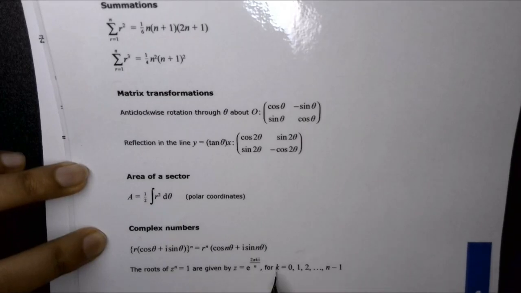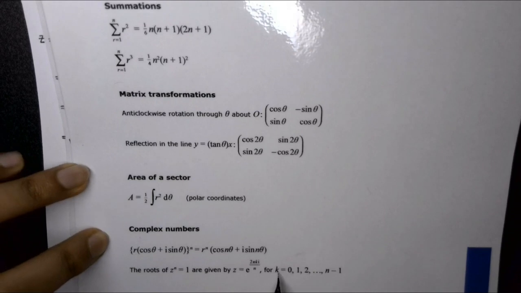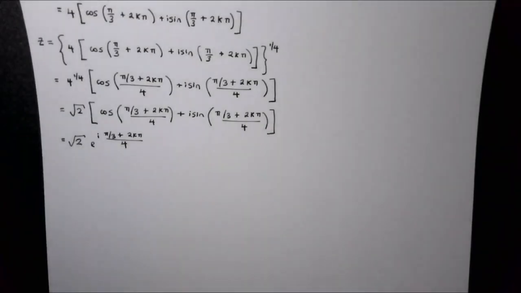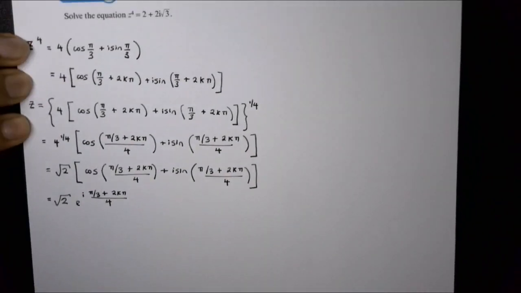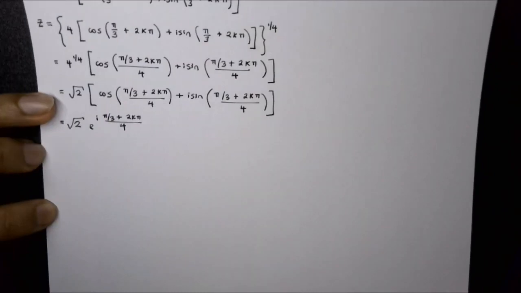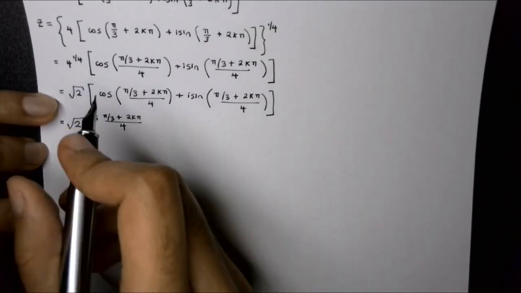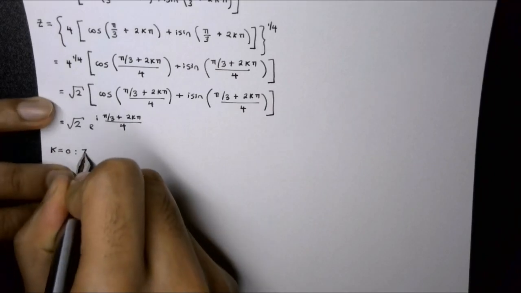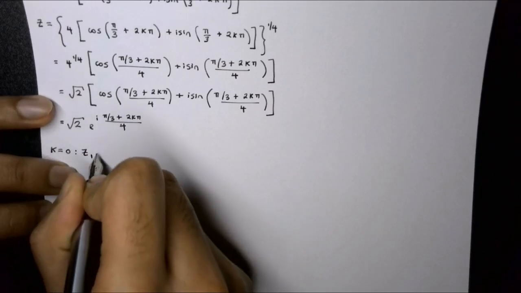What essentially we'll be doing is choosing values of k from k equals 0 to k equals n minus 1. And of course n is the power that z is being raised to. So we will start over here at k equals 0 and end with k equals 3, which is 1 less than the 4 over here. So the way we can approach this, when k is equal to 0, we've got our first root, z1.